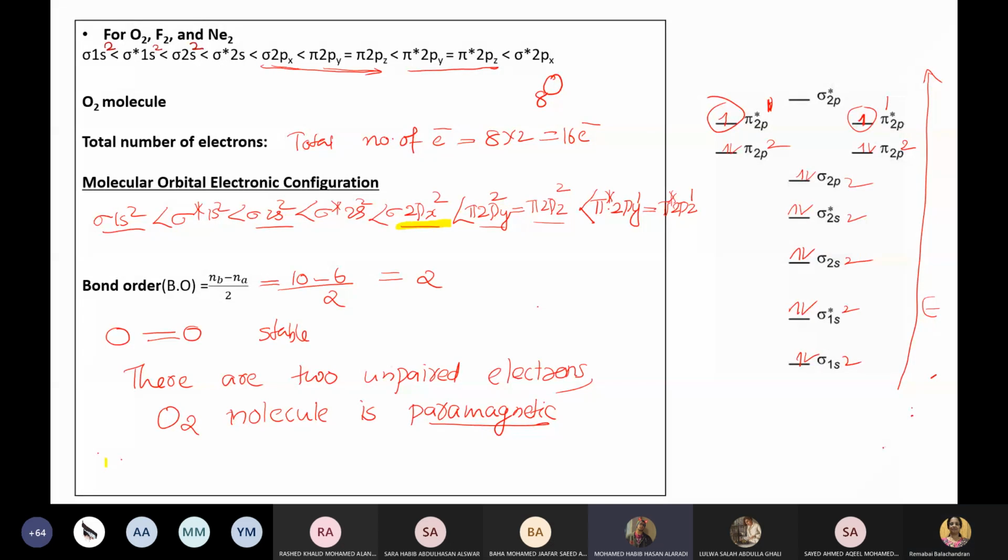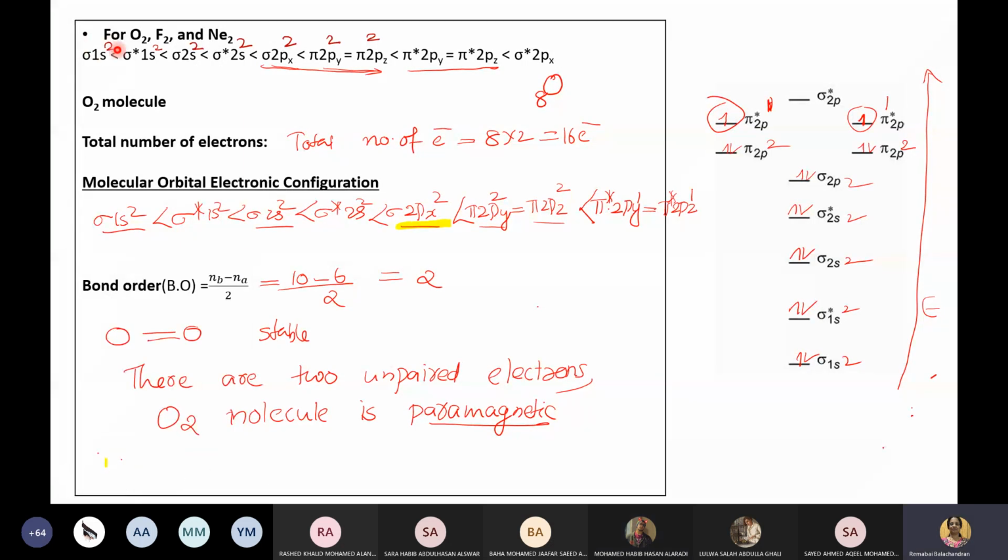Come on. No, you cannot see the slide. Can you see the slide? The right one, the top one. I am writing. You just fill there. Sigma star 2s. After that? Sigma 2px, 2. Then? Pi 2py, 2. You should tell 2. Then? Pi 2pz, 2.